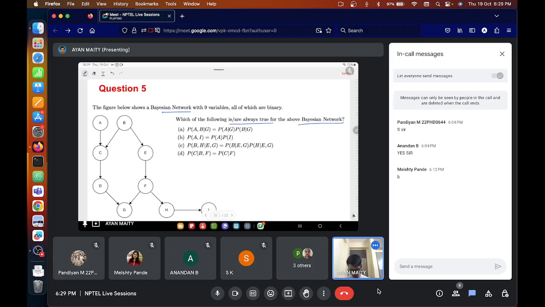So this node is I here. It might not be visible because of this thing, but this is I.